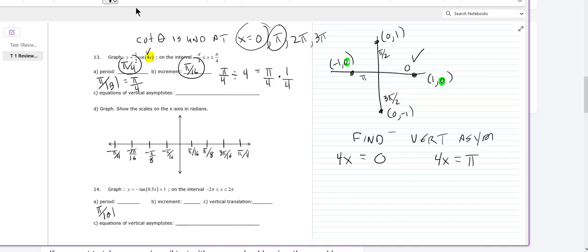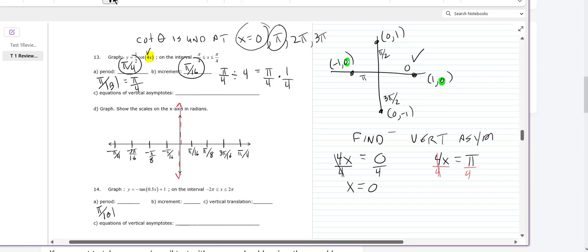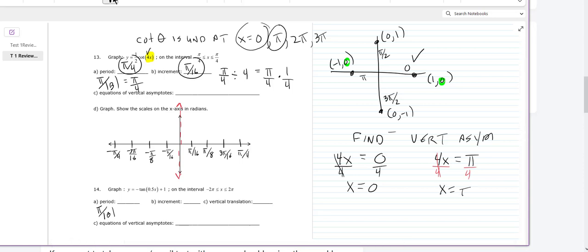You can just pick two of those things, and then you'll find where two of your vertical asymptotes are. Okay, so this equation here I can divide by 4. That will give x equals 0. So when x is 0, we need to make sure that we draw a vertical asymptote there. Okay, do the same thing over here. Solve this equation. You're going to get x equals pi over 4. So that's the next place.